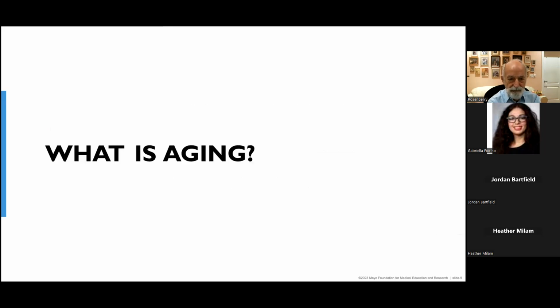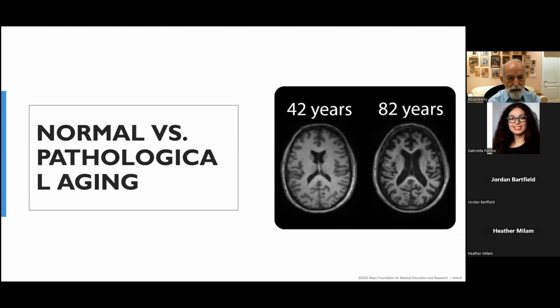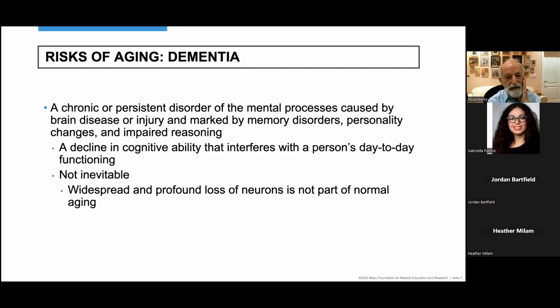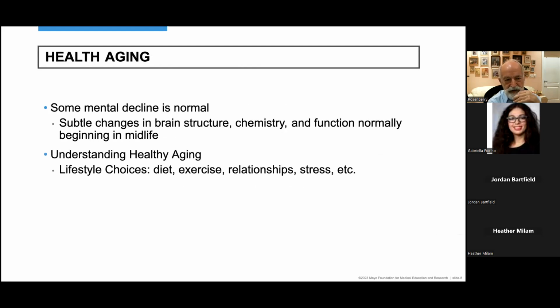What is aging? Normal versus pathological aging. An example of pathological aging is dementia, which is a chronic, persistent disorder of the mental process caused by brain disease or injury and marked by memory disorders, personality changes, and impaired reasoning, interfering with a person's day-to-day function.